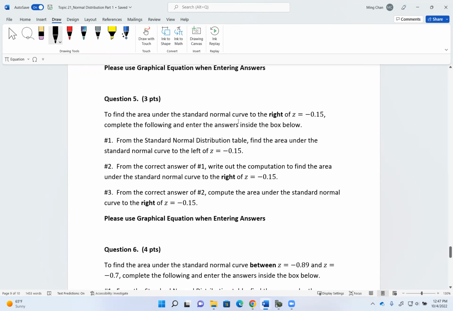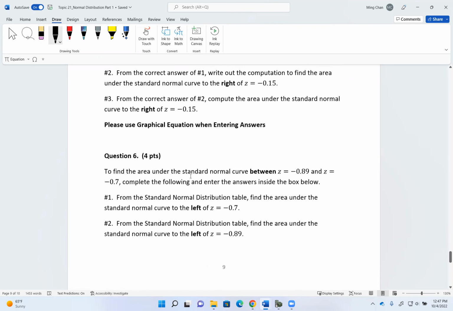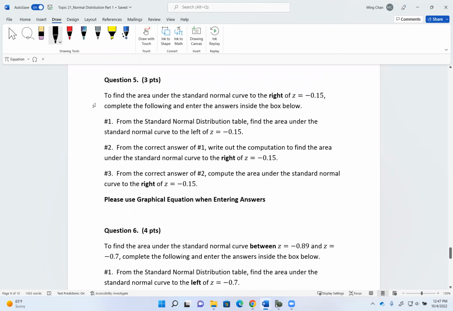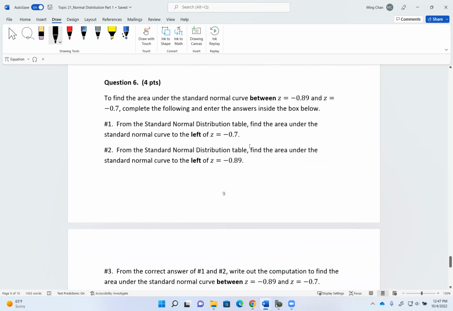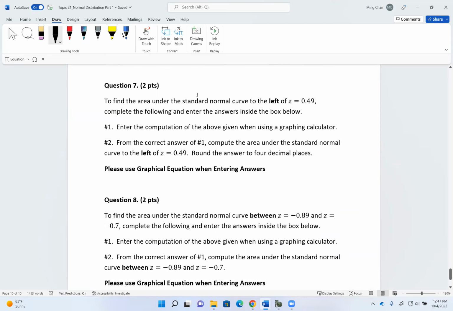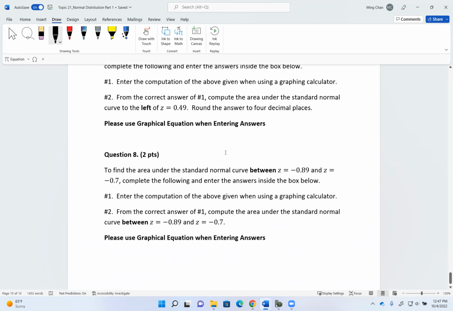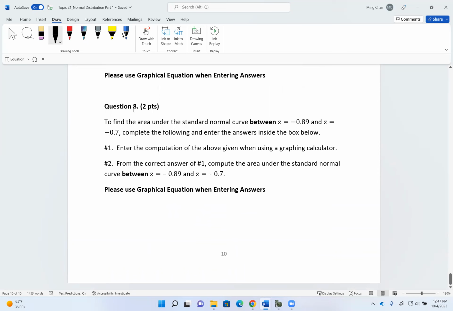Question number 5, find the area under the standard normal curve. This one I want you to use a table. Be very careful. Sometimes the table value is a little bit bigger, or it can be a little bit smaller than the calculator value. The calculator value is actually the most accurate because the table values are rounded. Number 7, use the calculator to find the area to the left. Number 8, find the area in between using the graphing calculator.